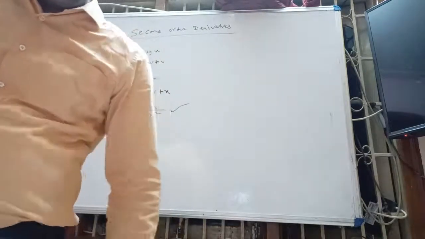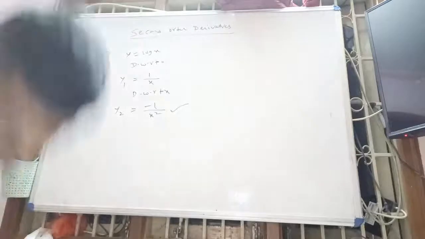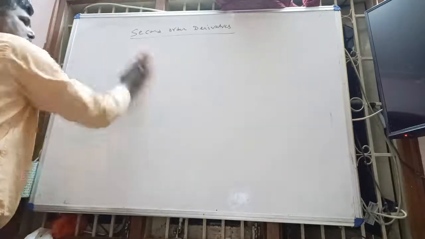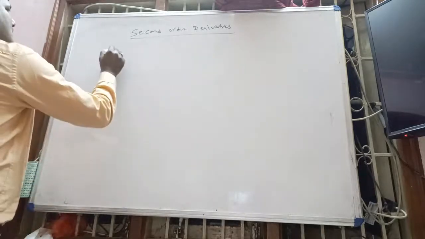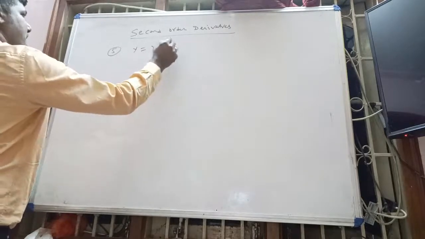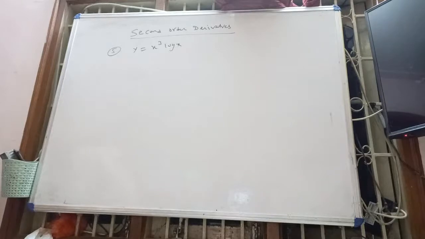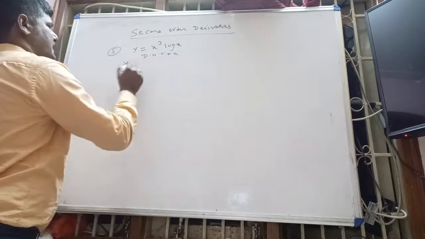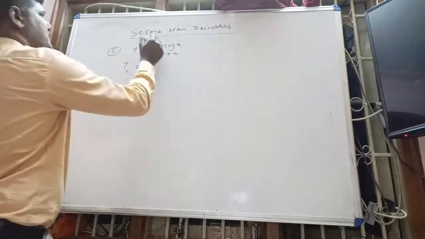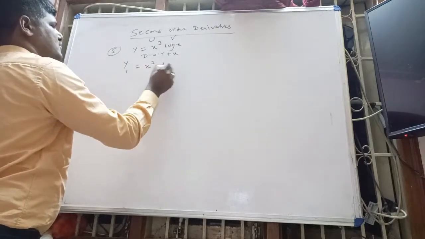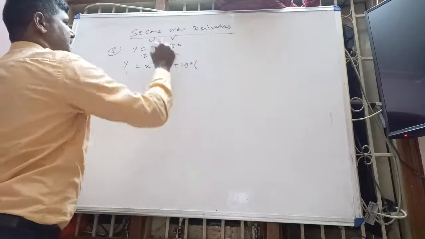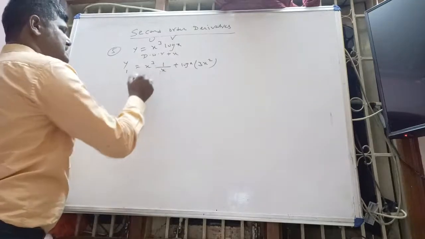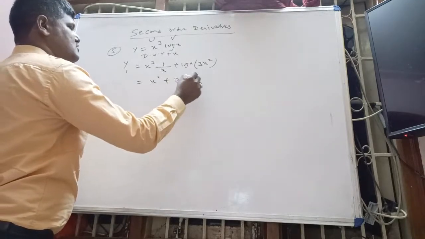Next one, x cube log x. Very interesting question. Question number 5, y is equal to x cube log x. It is like the UV formula. Differentiate with respect to x. y dash is equal to, this is u, this is v. x cube into log x derivative 1 by x, plus log x into x cube derivative 3x square. Now, x into x cube, 2 times x square plus 3x square log x. This is y1.